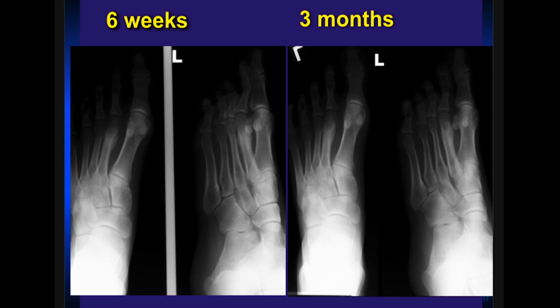Further workup in the individual would be why this stress fracture occurred. Was it related to intensity of training, shoe wear, having female athlete triad?